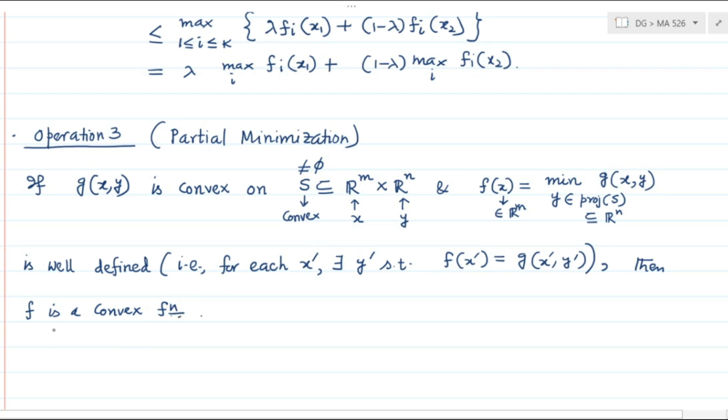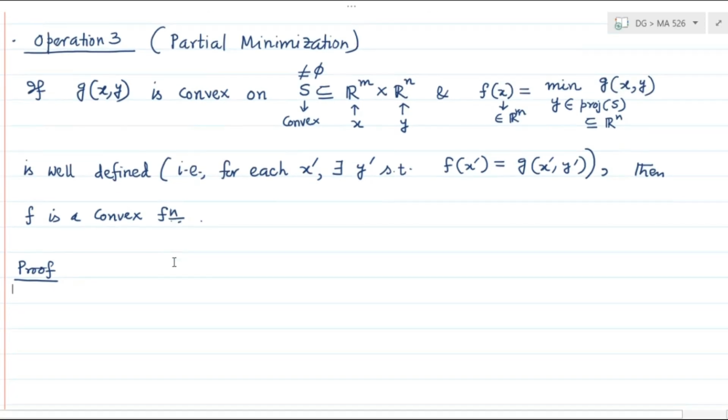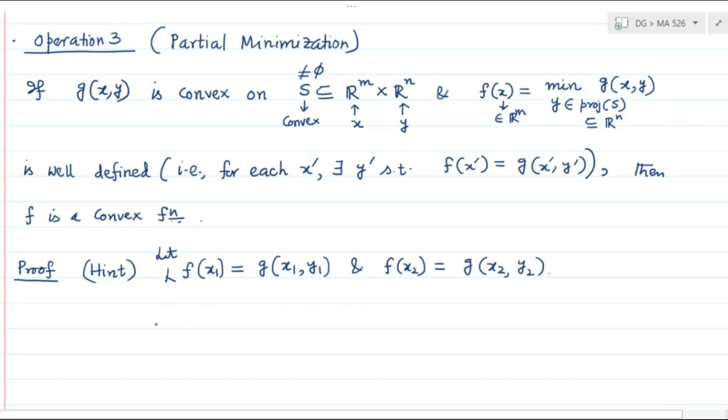Fine. Now for the proof, again not that straightforward, but really straightforward like the earlier two operations, let me still give you a hint here. The hint is as follows: to prove the convexity of f, again take a pair of points x1, x2, and also take the convex combination lambda x1 plus 1 minus lambda x2, and prove the defining inequality for convexity. And let's suppose for x1, as f is assumed to be well defined, there exists one y1 such that f(x1) is g(x1, y1). And also let f of x2 be equal to g(x2, y2). Fine.